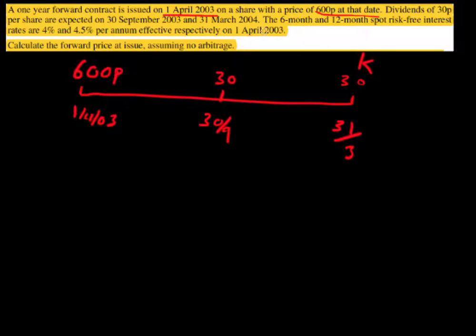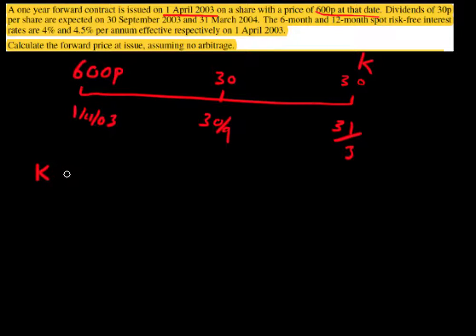And I guess over here it says that the 6-month and 12-month spot risk-free interest rates are 4% and 4.5% per annum effective respectively at that start date that we had. So between the 6 months we're just going to use our 4% per annum, and then for the full year we're going to use our 4.5% per annum. And it wants to know what is the forward price at issue, assuming that there's no arbitrage. Okay, so here's our forward price, and that's what we were calculating at this date. So what is that going to be?